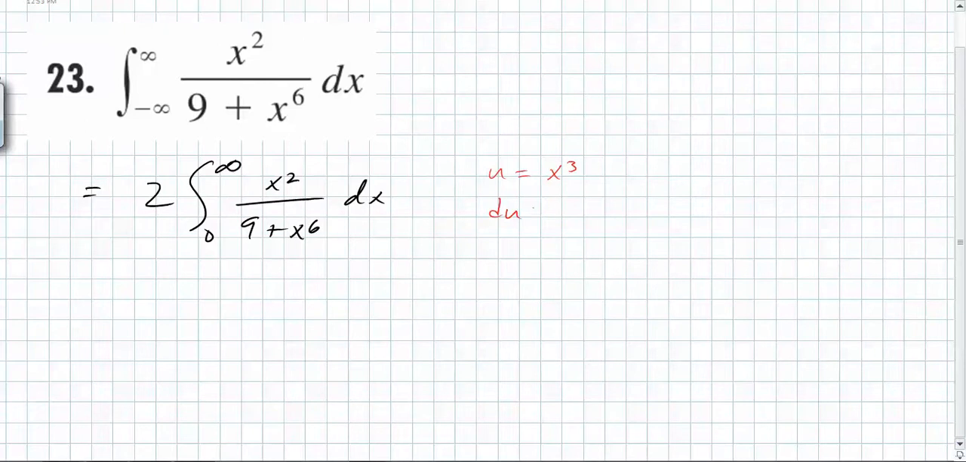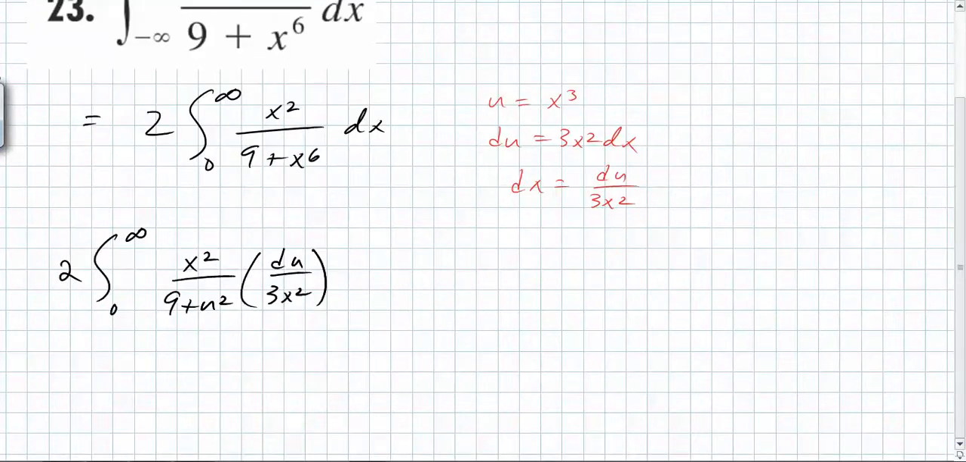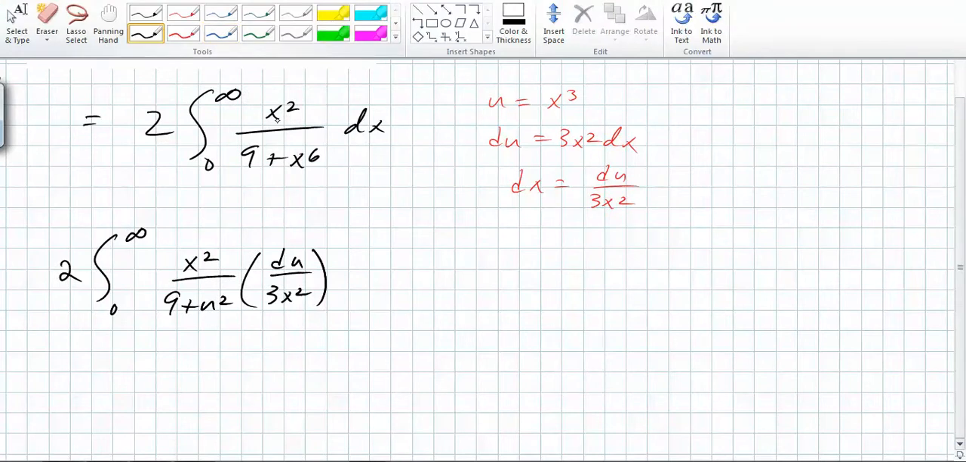X to the third, so du is equal to 3x squared dx, so dx is equal to du over 3x squared. So we end up with, well, we can keep working on this, can't we? 2 times the integral from 0 to infinity of x squared over 9 plus u squared du over 3x squared. That's correct. Something nice happens here.